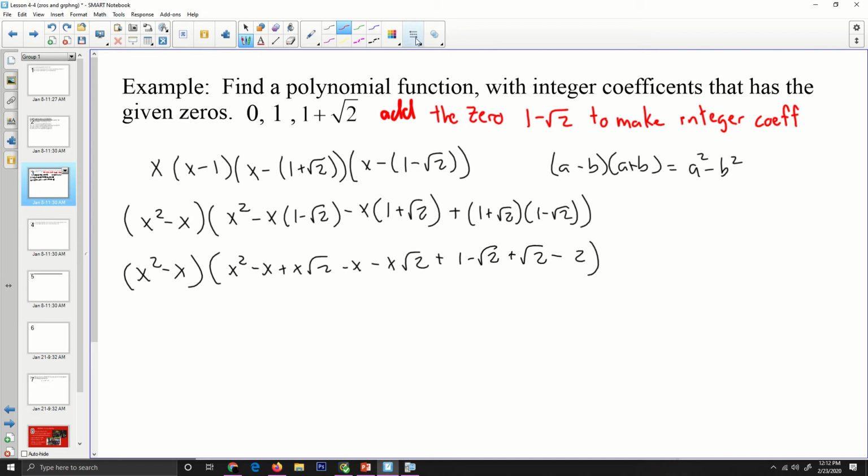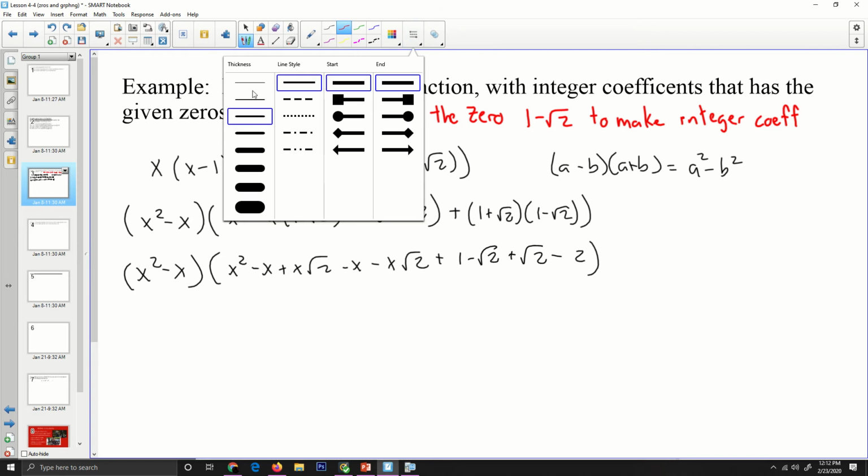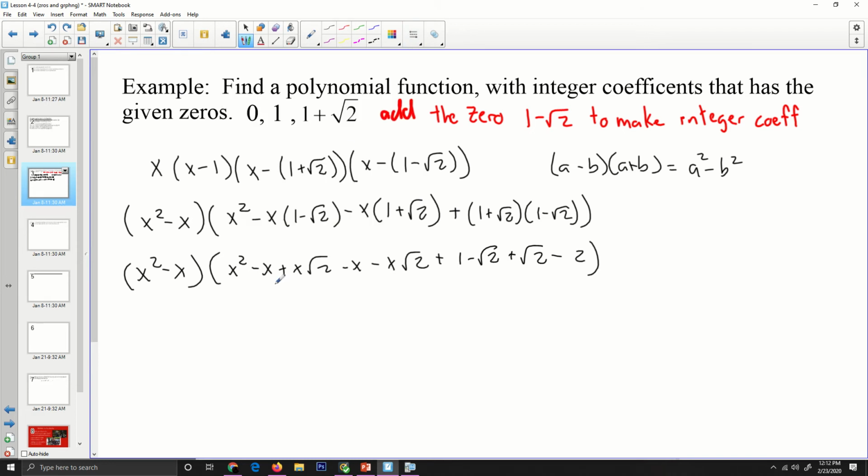Now, you can see very quickly here that this positive x square root of 2 and this negative x square root of 2 cancel out. And this negative square root of 2 and this positive square root of 2 cancel out.